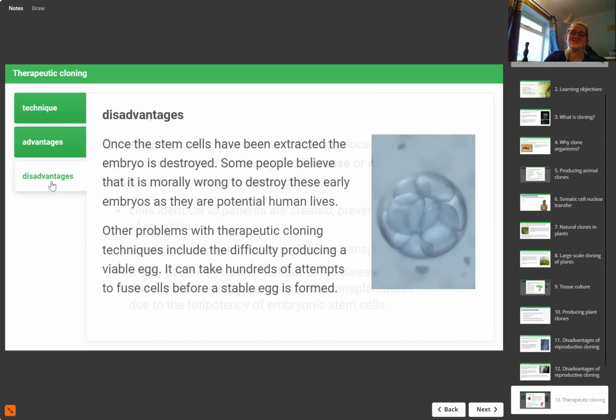However, there are disadvantages. Once we've extracted those stem cells, the embryo is destroyed. Some people believe that it's morally wrong to destroy these early embryos as they are a potential human life. Another problem with therapeutic cloning techniques is the difficulty of producing a viable egg, and it can take hundreds of attempts to fuse cells before a stable egg is actually formed.